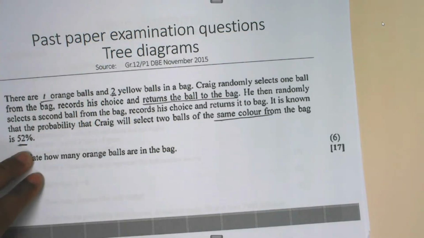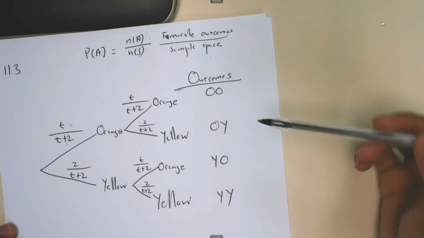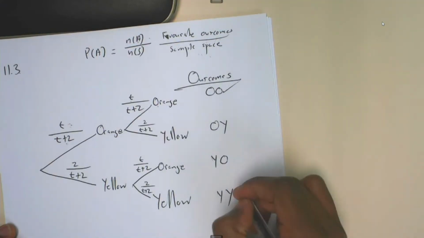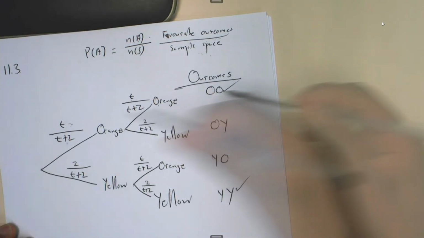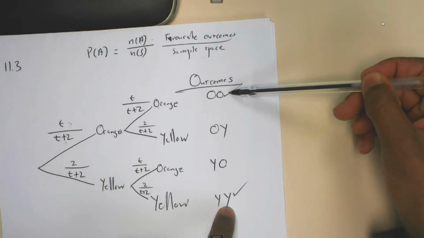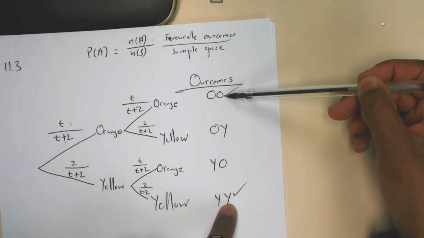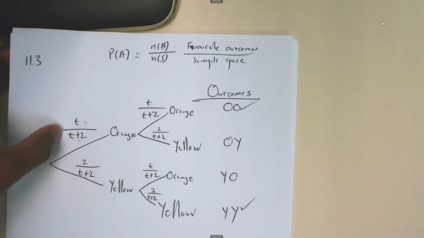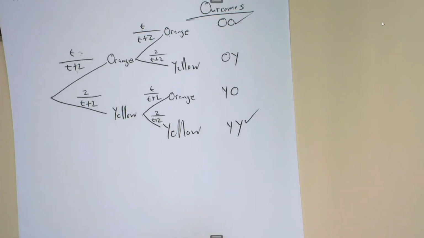So we know that the probability of him choosing 2 balls of the same color is 52%. And where in our outcomes do we have two balls of the same color? It's two orange balls, as well as two yellow balls. That means what are we going to do? We are going to add the probabilities of these two outcomes, and then equate them to 52%, because we already know the answer. Then we can solve that basic algebraic expression.